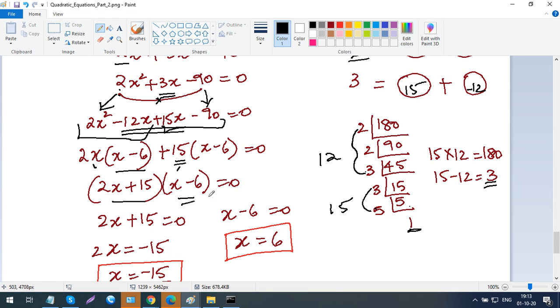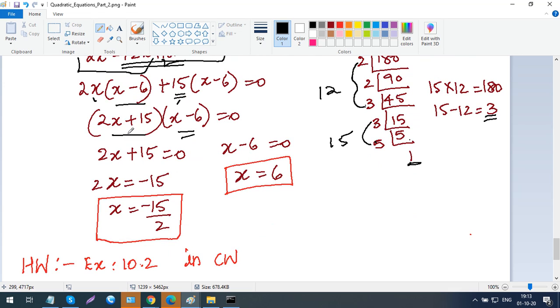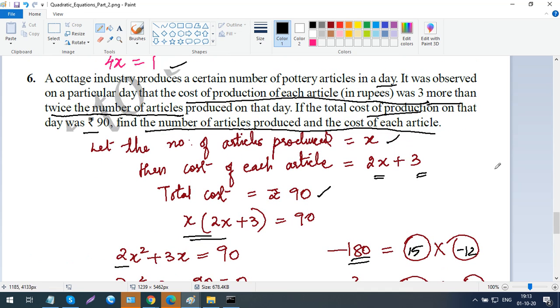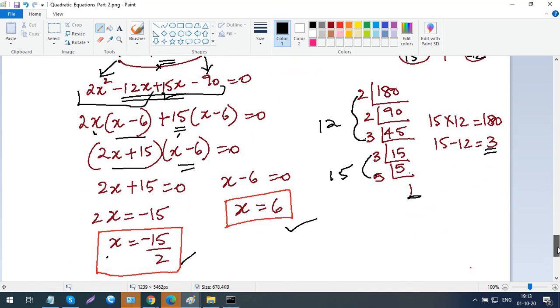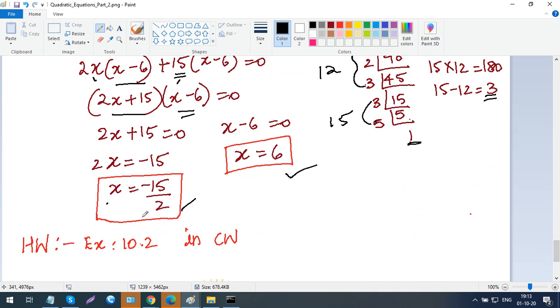So you have to equate both of them separately to 0. So you get 2x equals to 15, or x equals minus 15 by 2. The other one is x minus 6 equals 0, so x equals 6. So now what was our x actually? Number of articles produced. See, we are getting two answers over here. The first answer says minus 15 by 2. How can you produce a negative number of articles? Number of articles will be either you don't produce anything, which is 0, or you produce 1, 2, 3. You can't produce minus 1 articles, minus 2 articles. So this particular answer is neglected in this case. In a practical word problem, you are supposed to neglect accordingly.